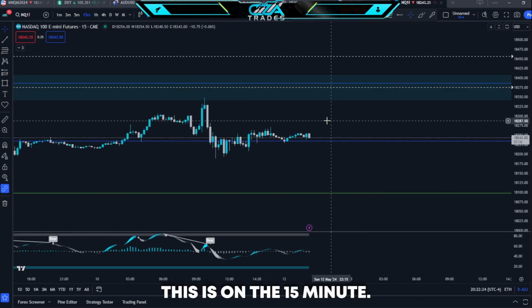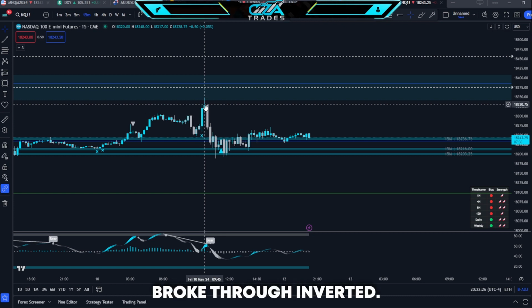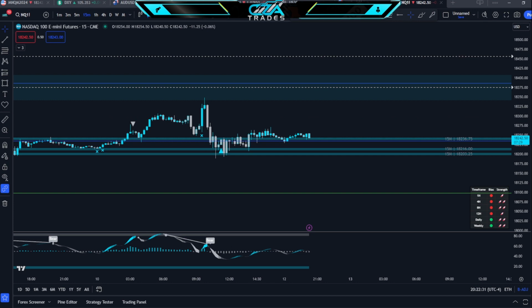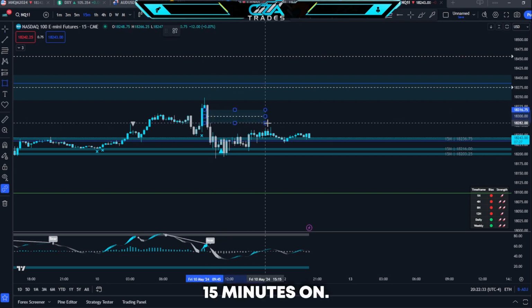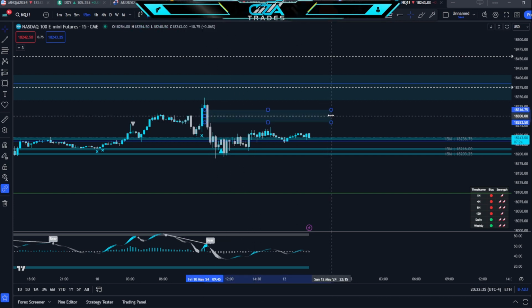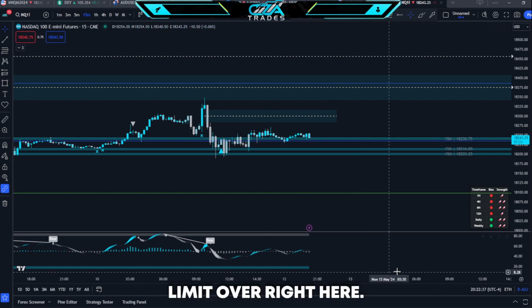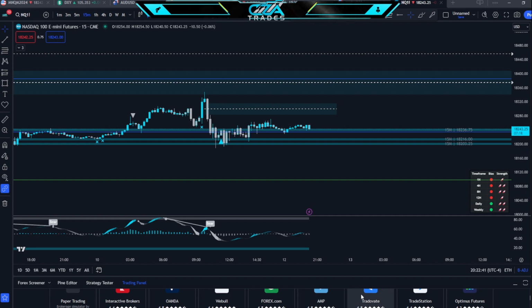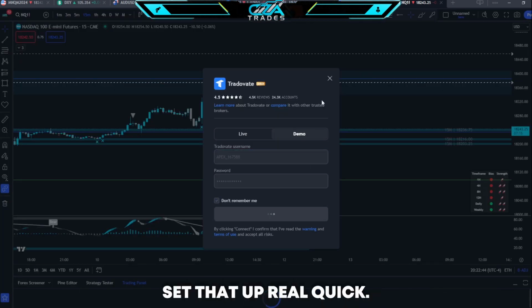This is on the 15-minute. Fair value gap here. Broke through, inverted. Fair value gap there. Broke through, inverted. 15-minute zone. I could probably set a limit over right here. I think I will too. Set that up real quick.